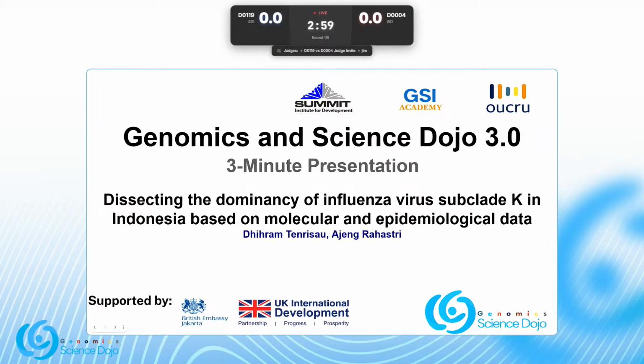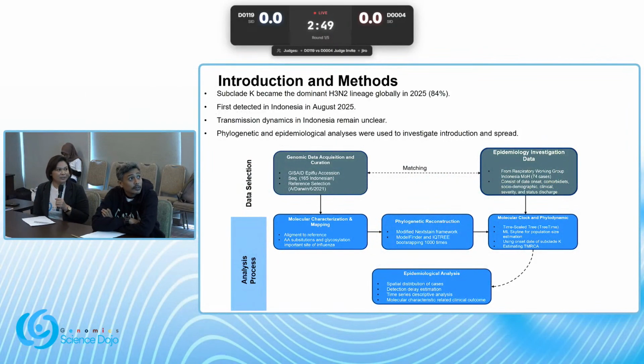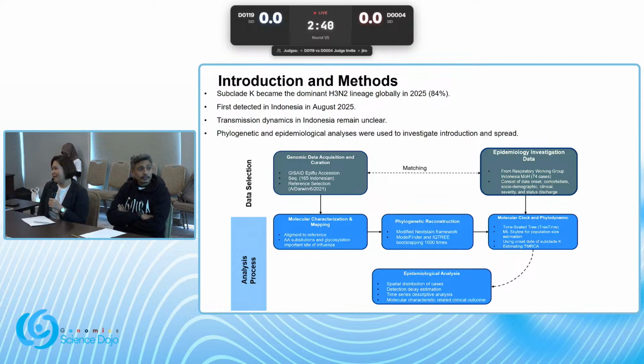Okay, we're going to present about detecting the dominance of influenza virus subtype K in Indonesia based on molecular and epidemiological data. Next. Subtype K became the dominant H3N2 lineage globally in 2025, and the first case detected in Indonesia was in August 2025. But the transmission dynamics in Indonesia remain unclear. Therefore, we did phylogenetic and epidemiological analysis to investigate its introduction and spread.